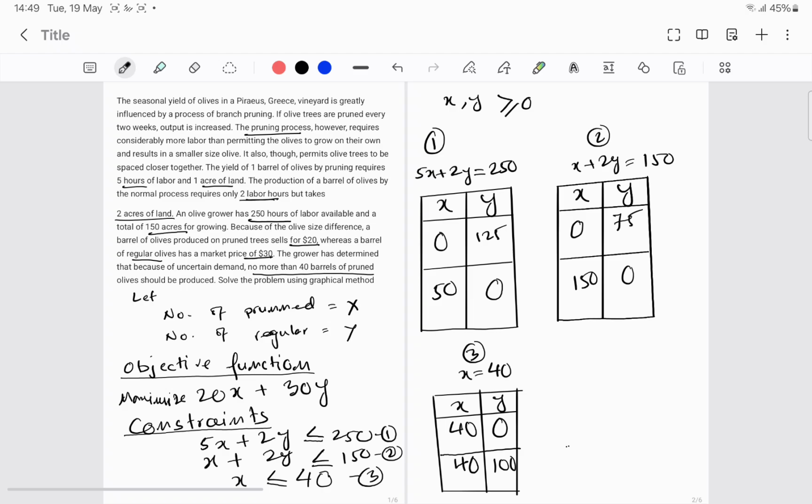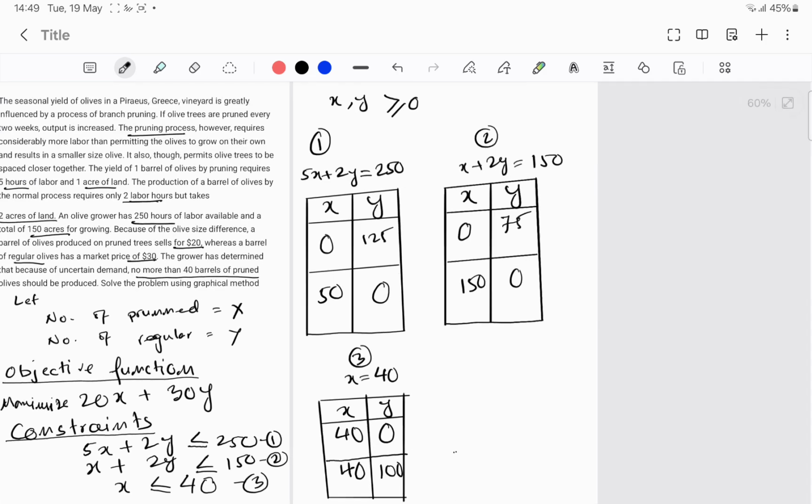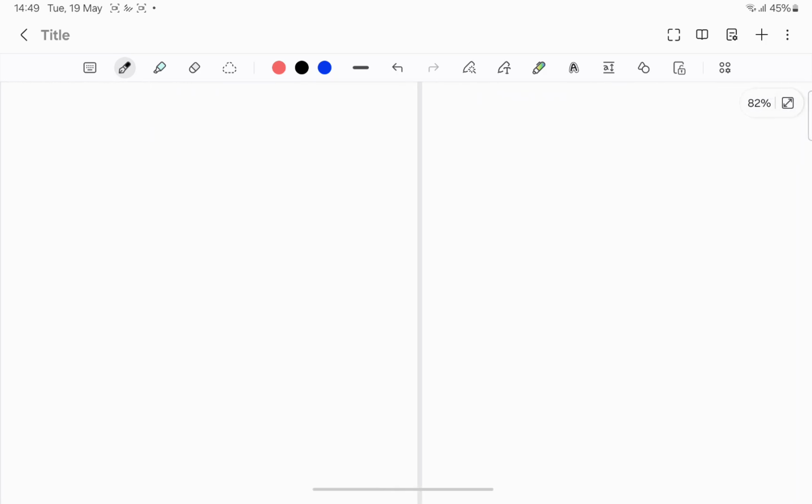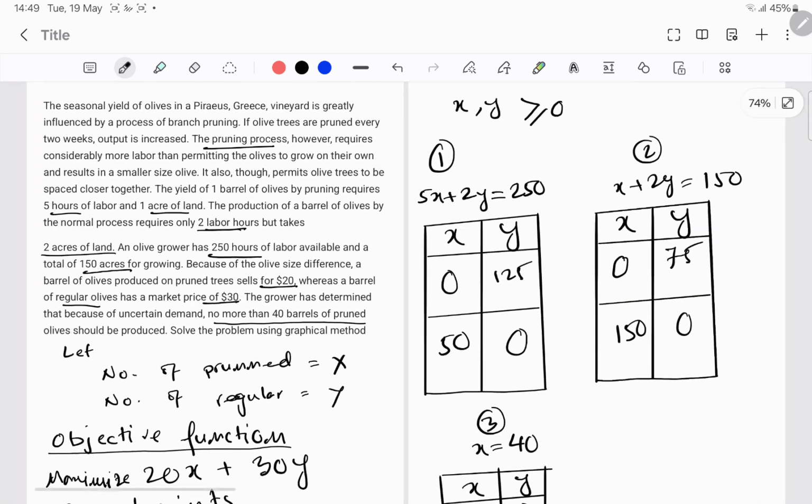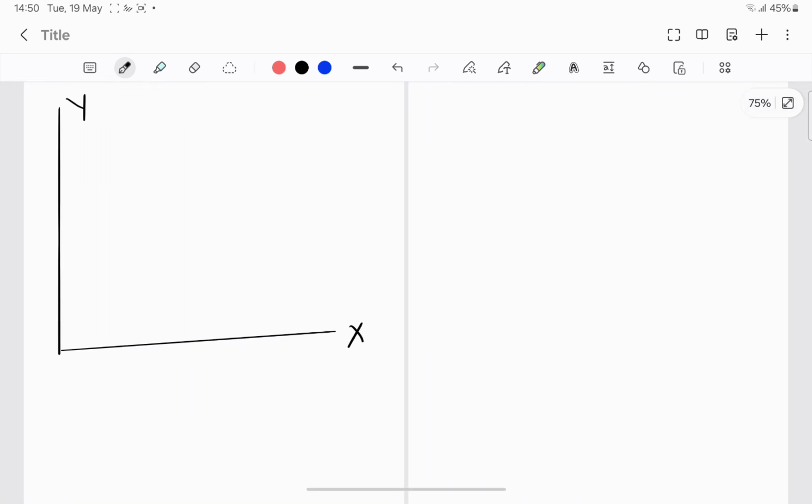Okay. Now we have coordinates for each of the equations. Now we can draw it. Let's draw the straight lines first. This is our y-axis and this is our x-axis. So I will write x and y in here. Let's draw the first one. What are the two coordinates? 0, 125 and 50, 0. So first we need to scale them.